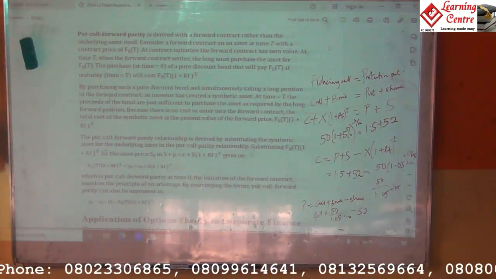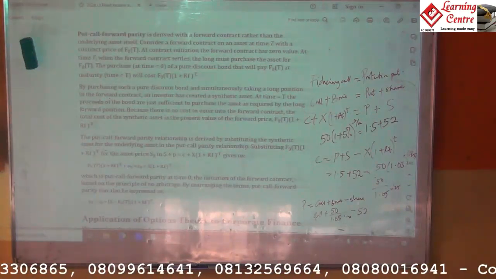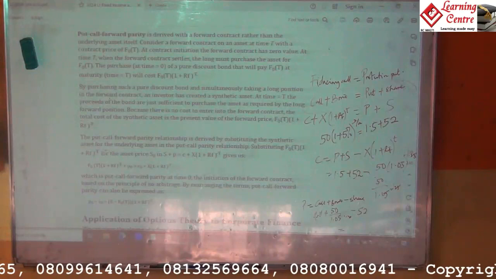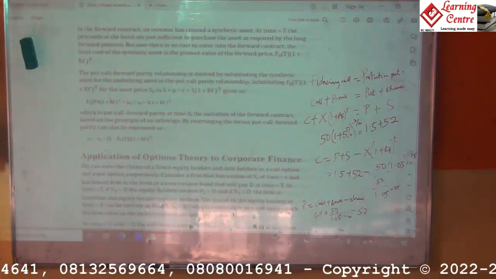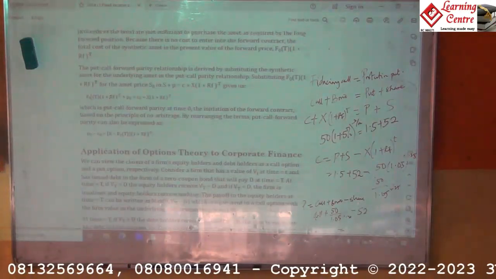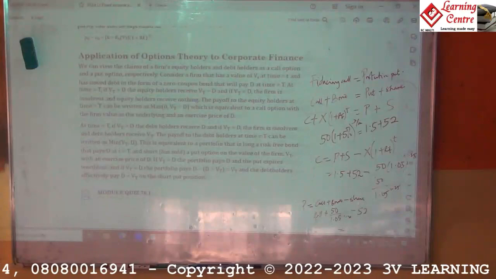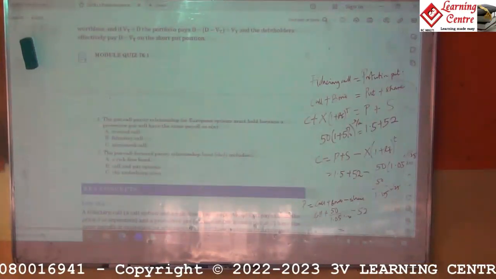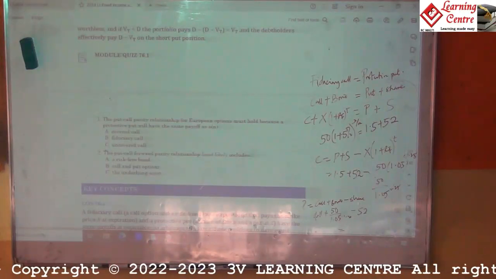So that's what you have called the put call forward parity. That's the only difference. And of course, you rearrange the formula to get the put or to get the call, depending on what the question asks you for. Okay? So that's that. I don't want to bore us with that.